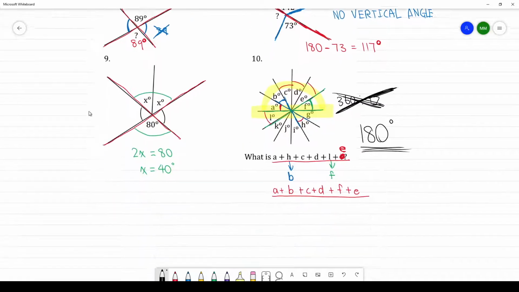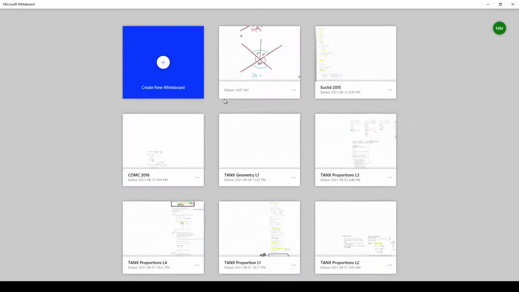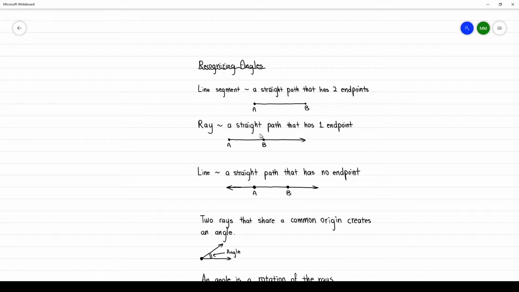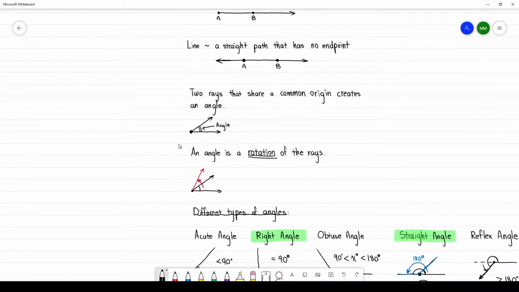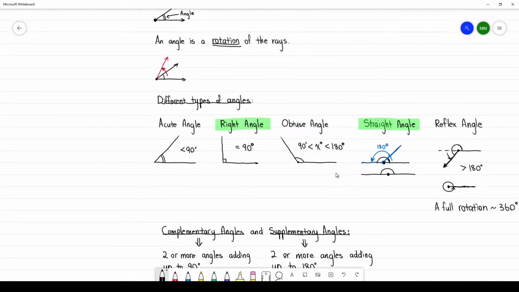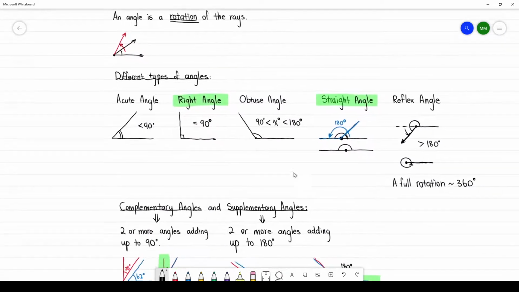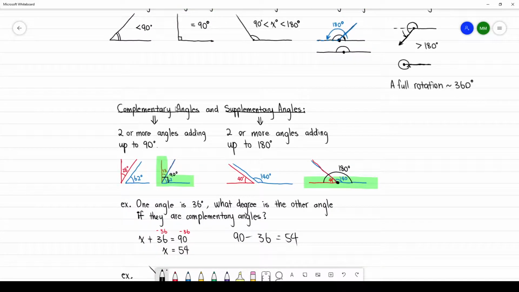So last day, let's remind ourselves what we did last time. We looked at lines and all the definition stuff. An angle is a rotation, and then the different types of angle, and you also got to recognize some in the homework. And then we looked at complementary angles and supplementary angles.